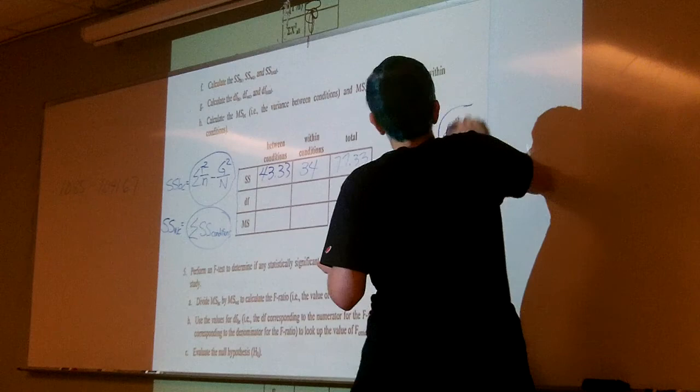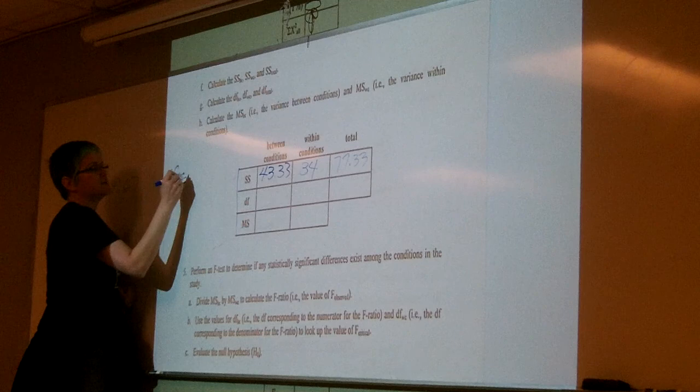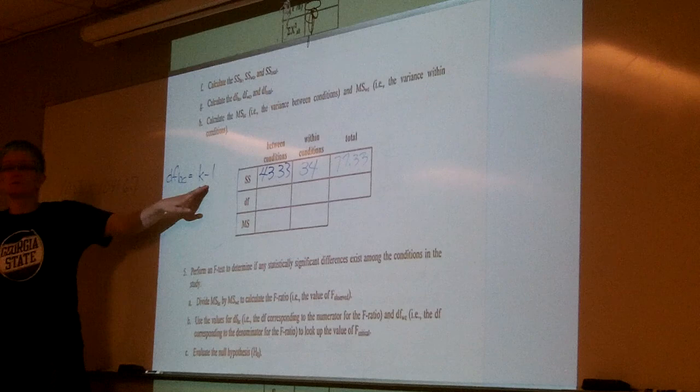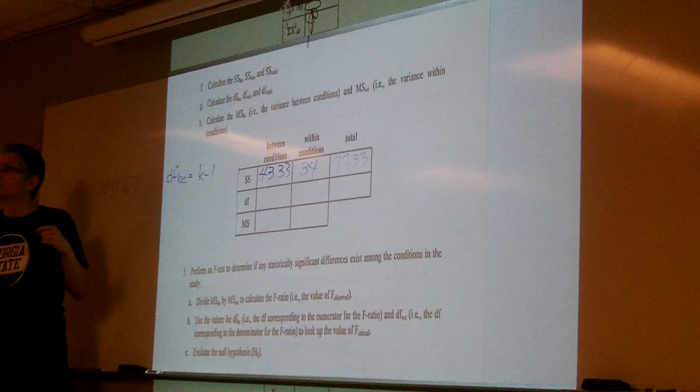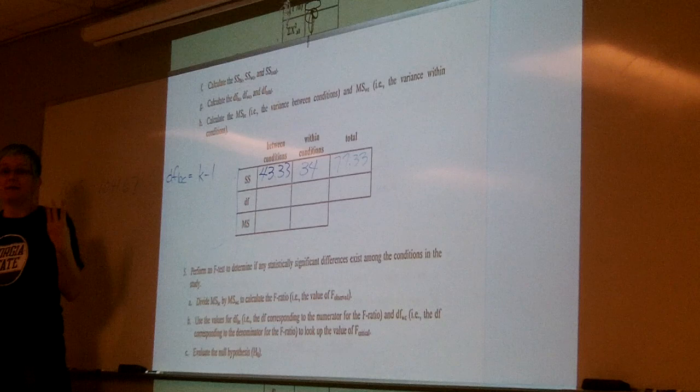Okay. All right, now we're going to do degrees of freedom. Degrees of freedom between conditions has the formula k minus 1. So in your notes, write k minus 1 in the box, and on your worksheet, write the value. What's k minus 1? 2. 2, right? Because k is 3. We had to figure that out for F max. Right? K is 3. That's how many conditions we have. So write 2.